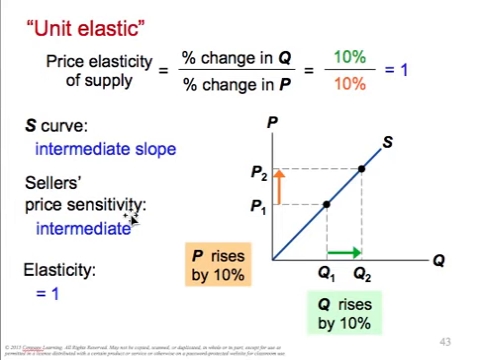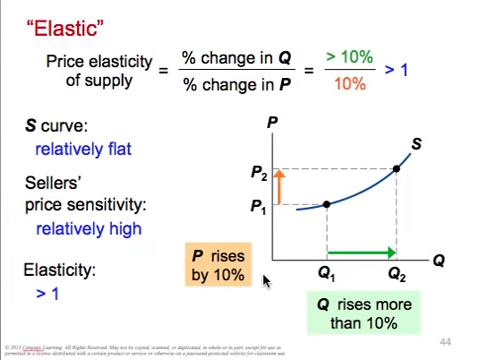Here's unit elastic. Same thing as 1 for 1. The elasticity equals 1. There's an intermediate supply slope, and the seller's price sensitivity is also intermediate. Elasticity is 1. It was a 10% change in price, 10% change in quantity. It was unit for unit. You go price up by $1, you gain 1 unit, and so on and so forth. So unit elastic is where it equals 1.